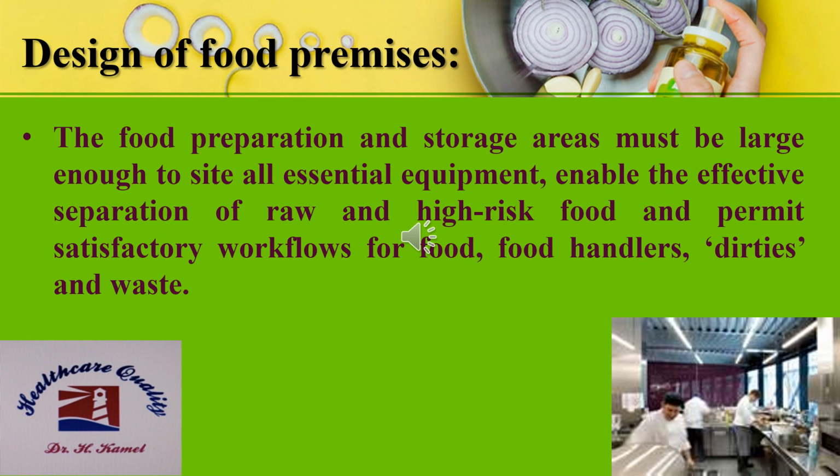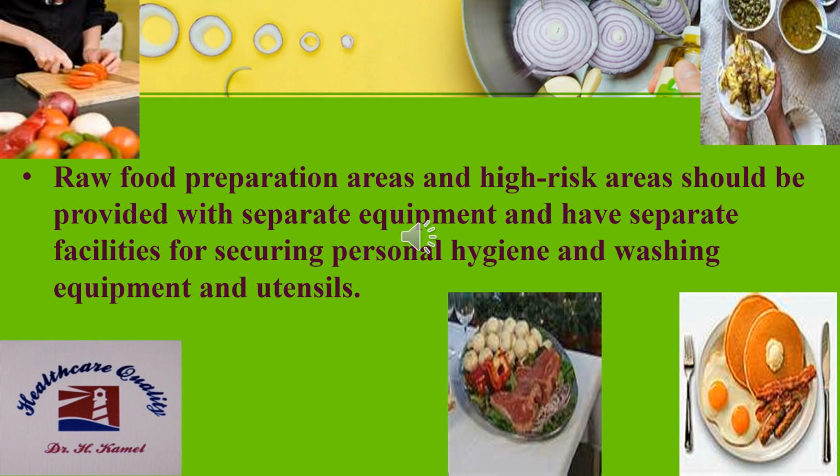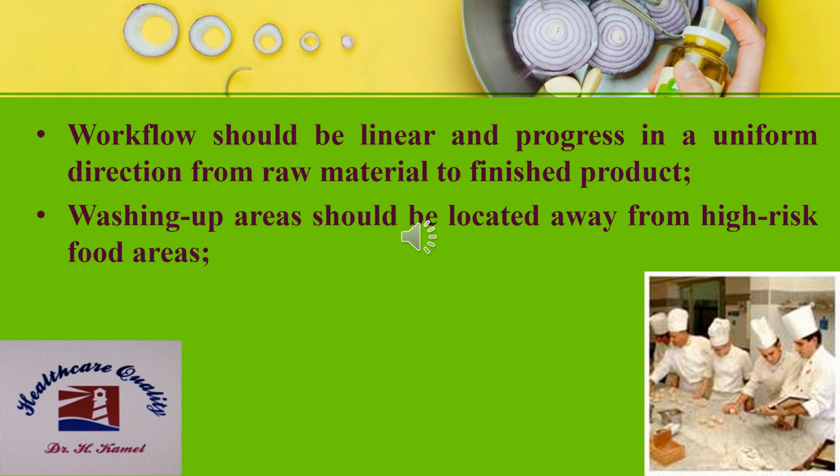The food preparation and storage areas must be large enough to site all essential equipment, enable the effective separation of raw and high-risk food, and permit satisfactory workflow for food handlers, dirties, and waste. Raw food preparation areas and high-risk areas should be provided with separate equipment and have separate facilities for securing personal hygiene and washing equipment and utensils. Workflow should be linear and progress in a uniform direction from raw material to finished product. Washing up areas should be located away from high-risk food areas.